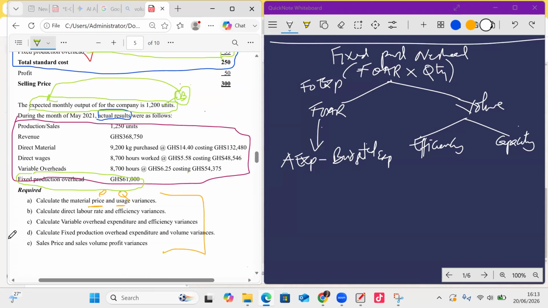So the question says, calculate the fixed production overhead expenditure and the volume. The volume, you have two types: the efficiency and capacity. But another way to find the volume straight away is to use this formula. The SFOAR, which is the standard fixed overhead absorption rate, times the actual volume minus the budgeted volume. Are we okay?